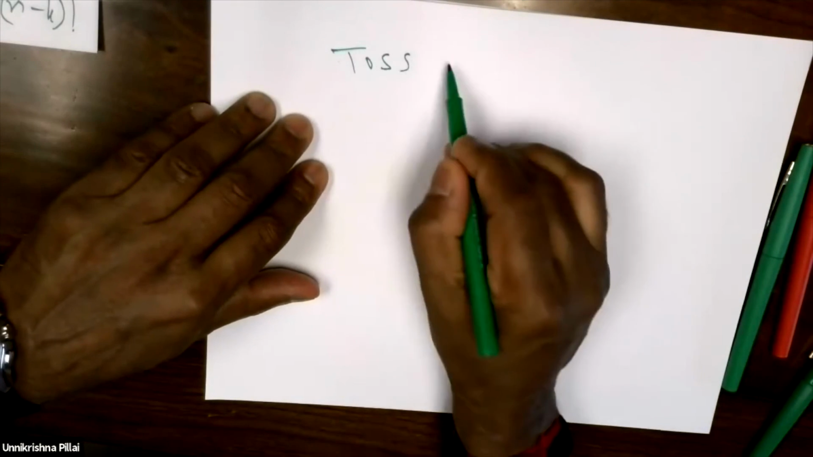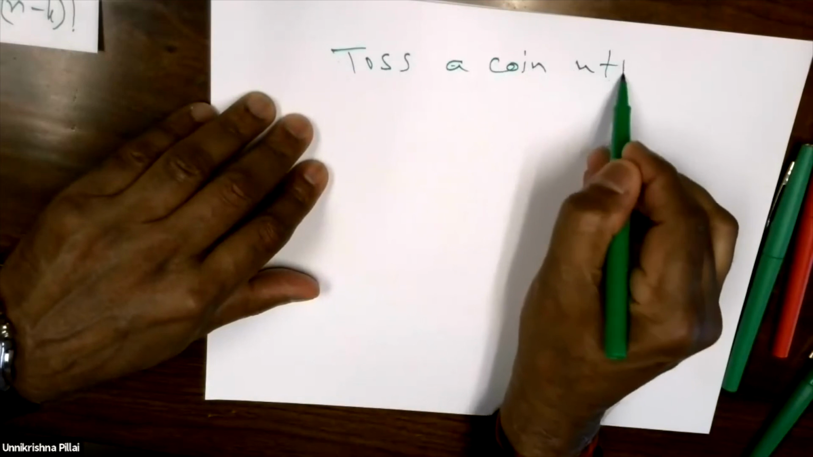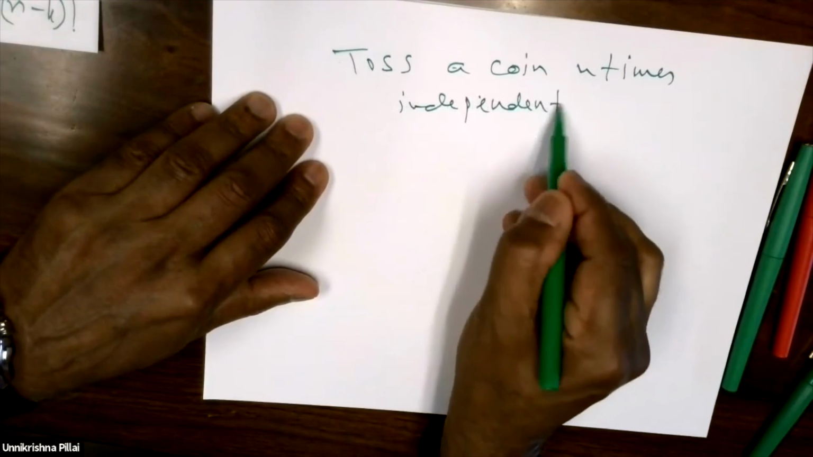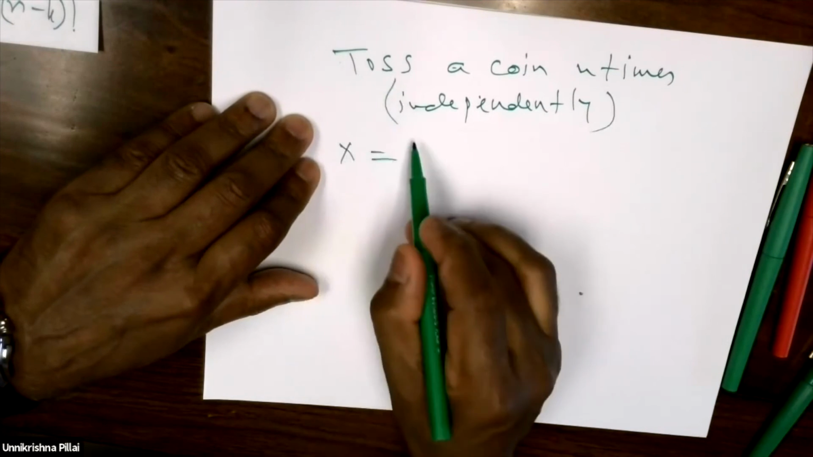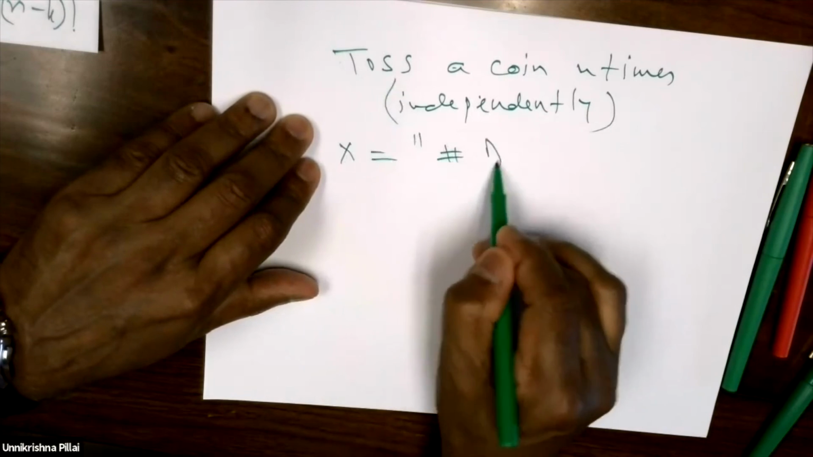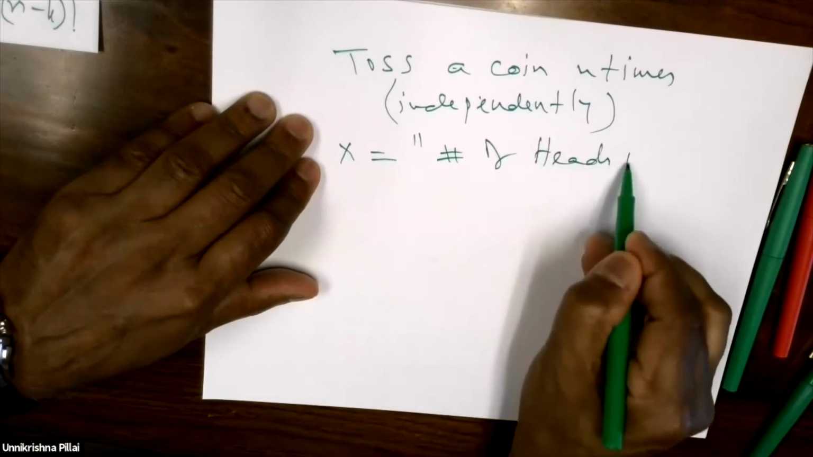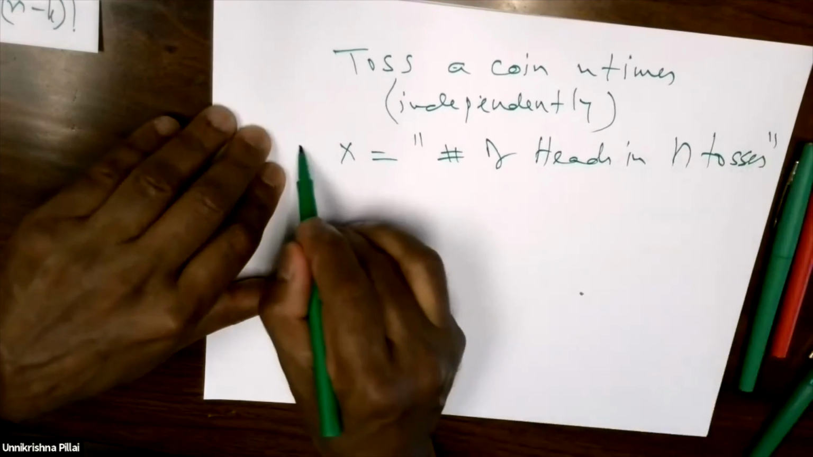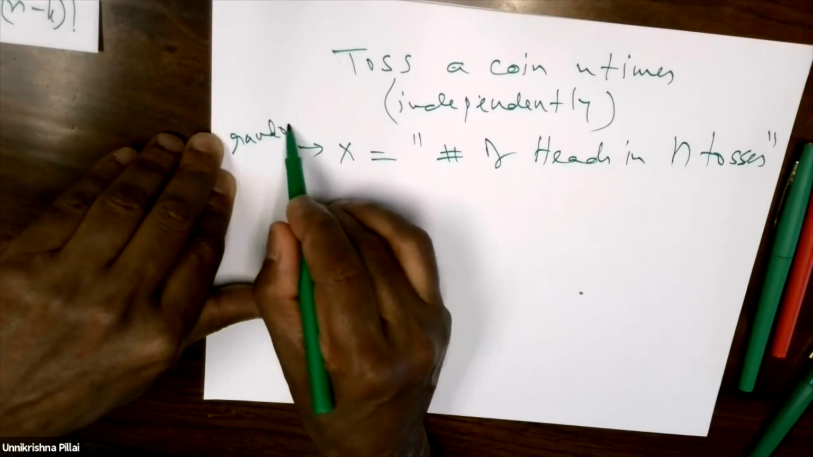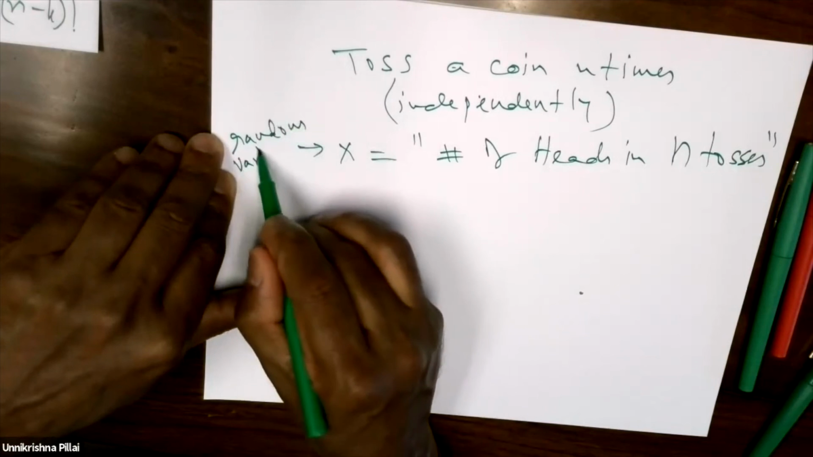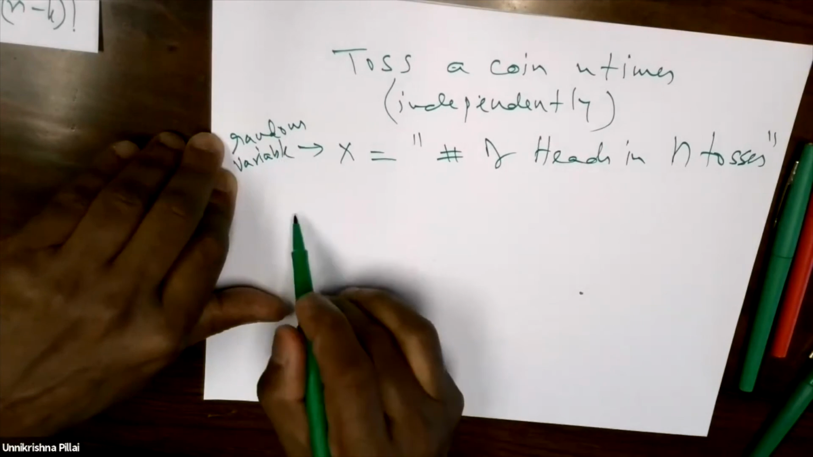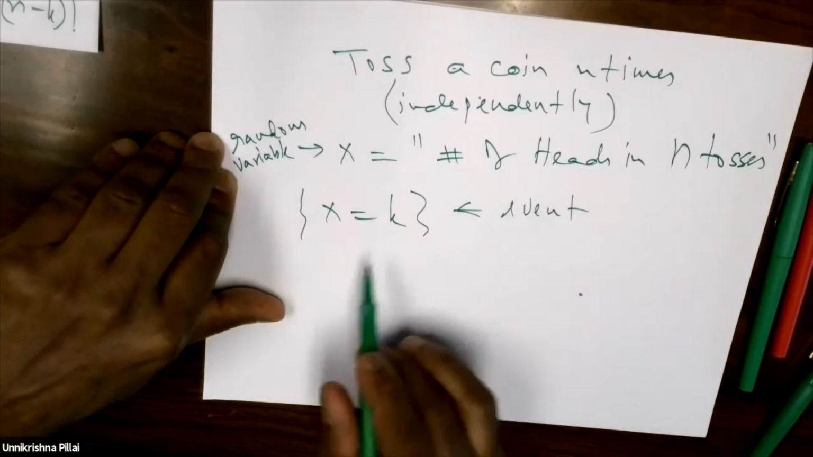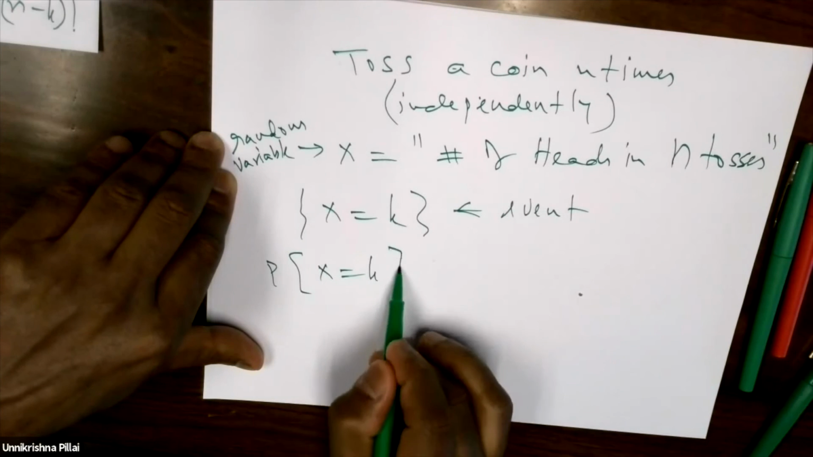So let me summarize here. Toss a coin n times. They're all tossed independently. X represents the number of heads in n tosses. So remember, small n and capital N. X is obviously a random variable because, according to your notion, we cannot determine the value of X beforehand. So X equal to k is an event. So the next question is, what is the probability of X equal to k? I just found it out.